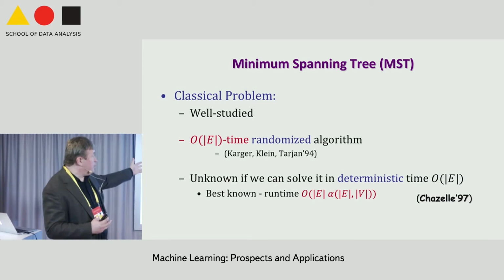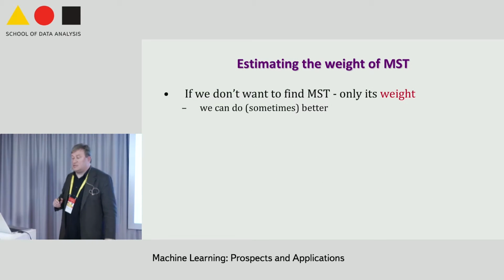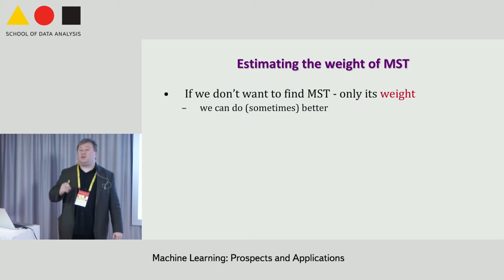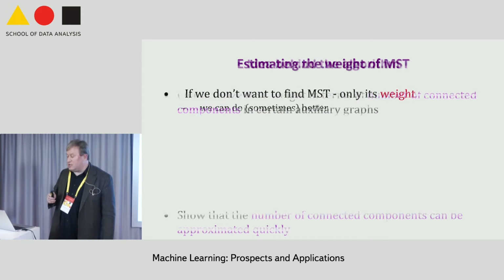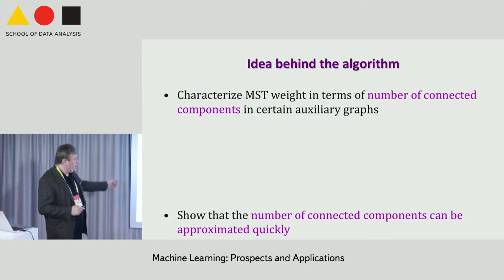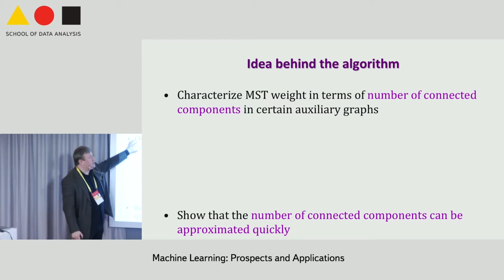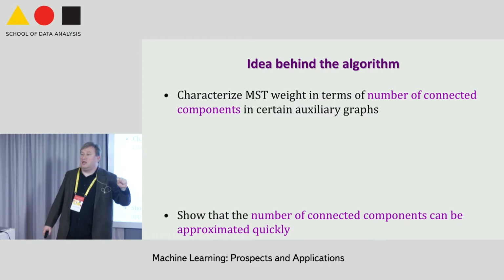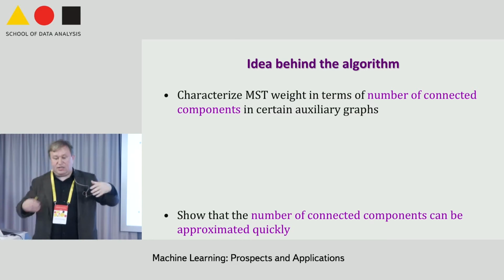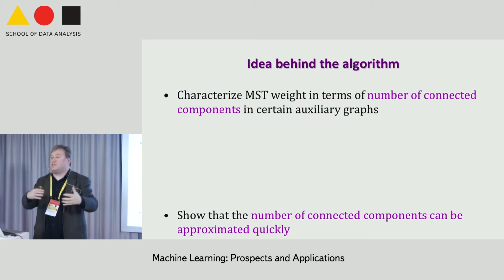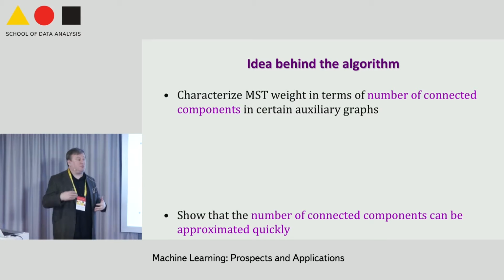And of course, we cannot beat this running time. But suppose right now that we want to relax the task, and we only want to compute the weight of the minimum spanning tree. And then there is a very nice result, which is able to tell us that by characterizing the weight of the minimum spanning tree in terms of the number of connected components of some size, we are able to obtain a very good approximation much quicker.